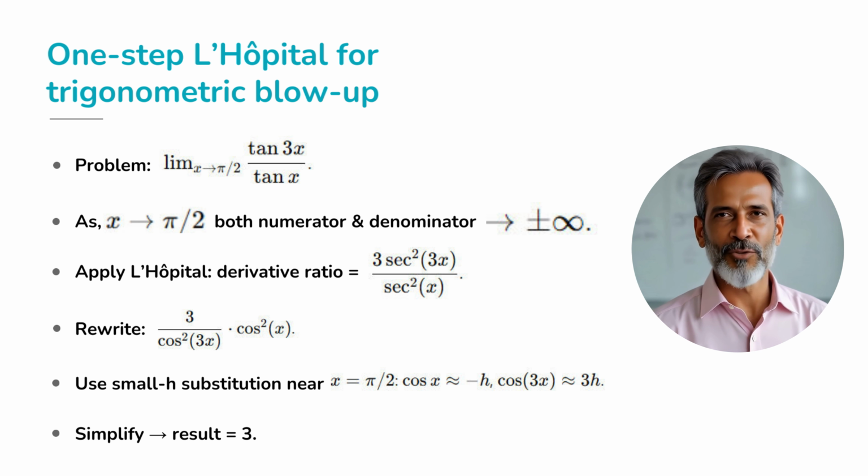Now let's substitute. Let h equal x minus pi by 2. Then cos x behaves like minus h, and cos 3x behaves like 3h. So cos square x is h square, and cos square 3x is 9h square. Substitute. We get 3 times h square divided by 9h square, which simplifies beautifully to 1/3.